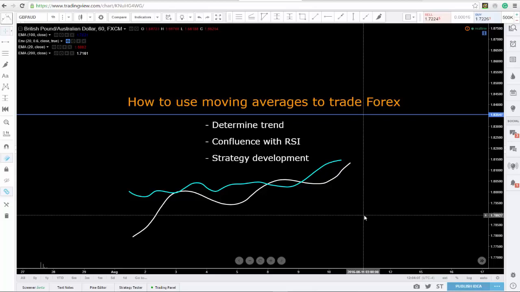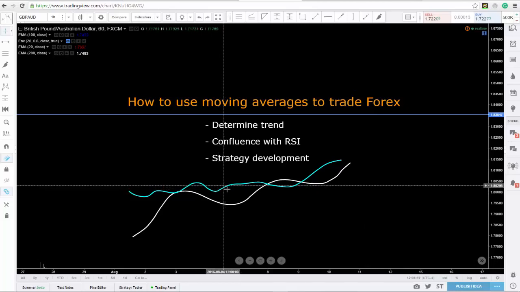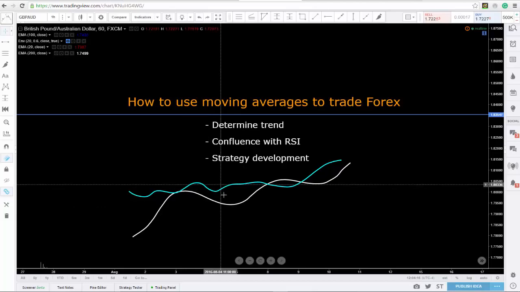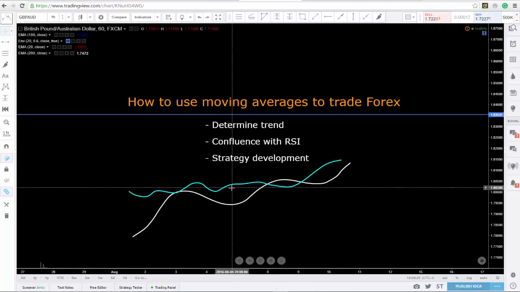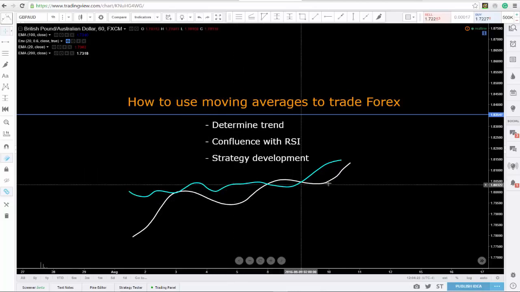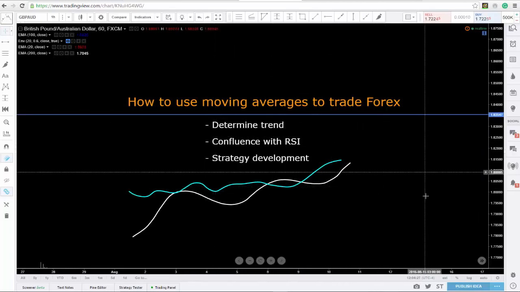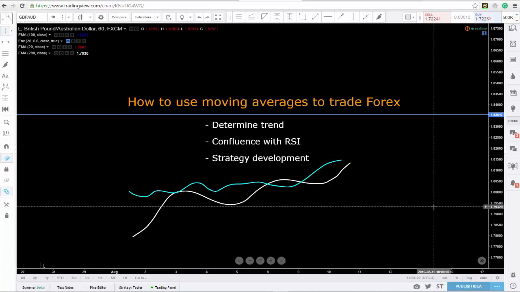So it's a situation where if you asked 100 traders if the blue line is above the white line in this area here, then 100 traders would tell you, yes, the blue line is above the white line, which is why I really, really enjoy the moving average trading strategies, and using a moving average to determine trend is also completely non-subjective as well.